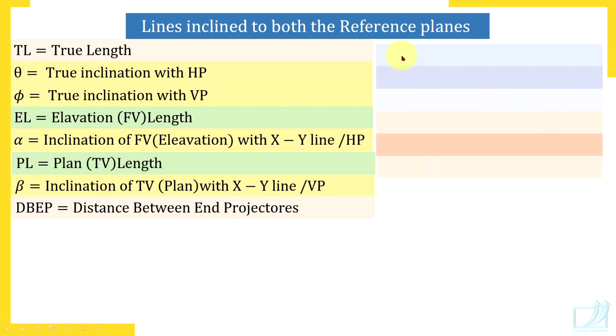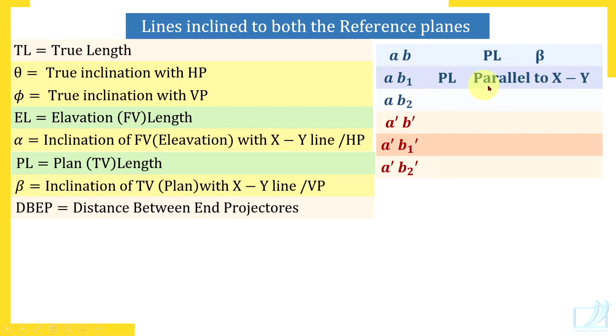So, there are three top views AB, AB1 and AB2. All three top views pass through top view of point A. And there are three front views A dash B dash, A dash B1 dash and A dash B2 dash. Length and angle of AB: length is PL, angle is beta. This is inclination of AB with XY line, or angle made by AB with XY line. AB1 has length PL, but it is parallel to XY line. In the sense, in your drawing paper, it will be a horizontal line. AB1 is a horizontal line. AB2 has length true length and inclination phi.